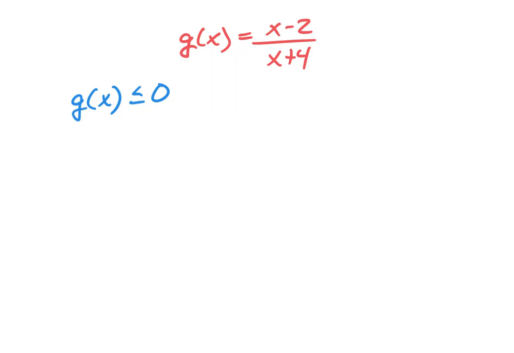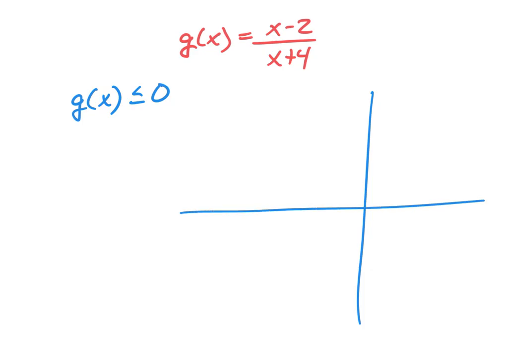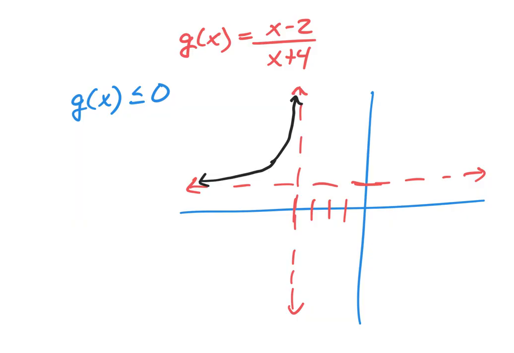We talked about graphing rational functions, and so we've seen these kind of graphs. But let's put this into our calculator. This one, just kind of a quick sketch. There's my vertical asymptote. There's my horizontal asymptote. And we said that it's curving like this.